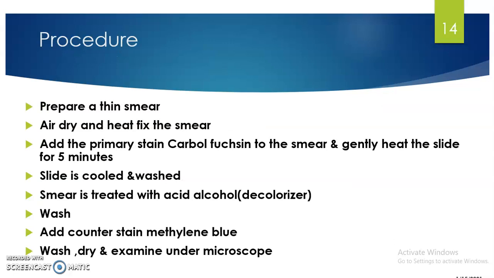So we have to apply heat with strong dyes. Coming to the procedure, first we have to prepare a thin smear, air dry the smear and heat fix the smear. Add the primary stain, that is carbol fuchsin, to the smear and gently heat the slide for 5 minutes. Slide is cooled and washed, then smear is treated with acid alcohol, a decolorizer. Then again wash, add the counter stain methylene blue. The methylene blue can be kept for 45 seconds to 1 minute. After that we are washing, drying and observing under the microscope.